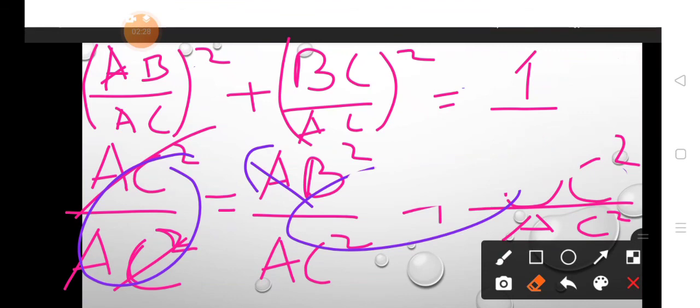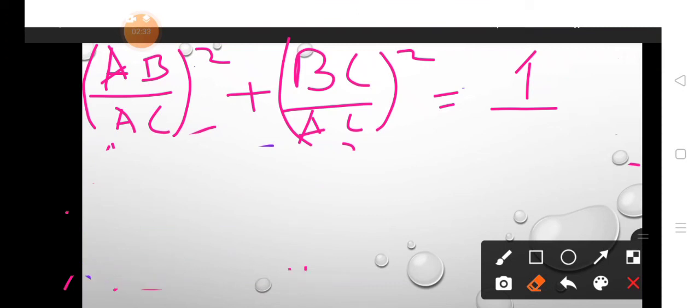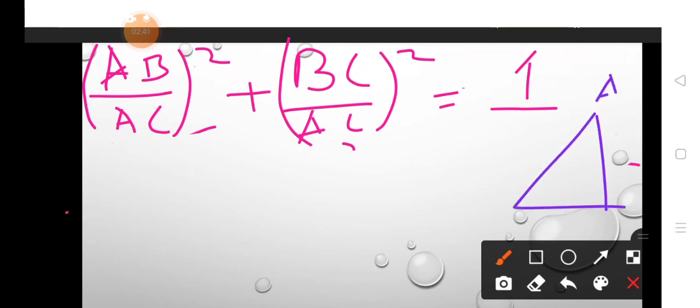Now after doing this, you'll get one identity here. My triangle was this. This was my A, this was my B, this was my C, right? This was my 90 degree, and the certain angle is here. Now AB by AC. AC is this, AB is this. Which trigonometric ratio is this, for the angle?